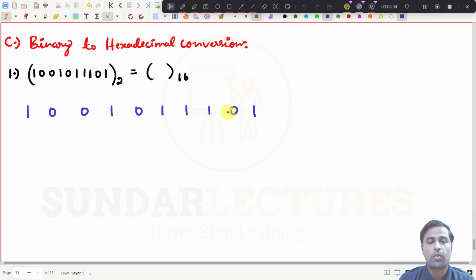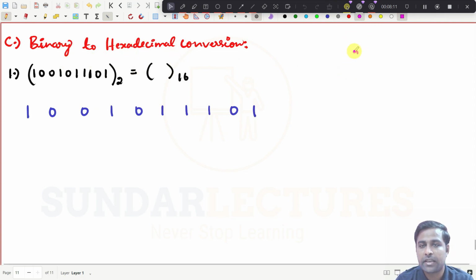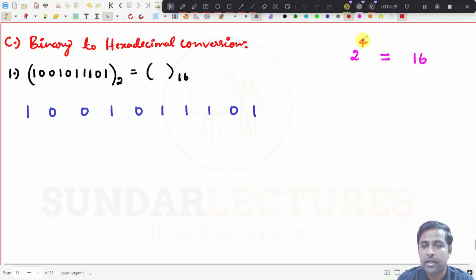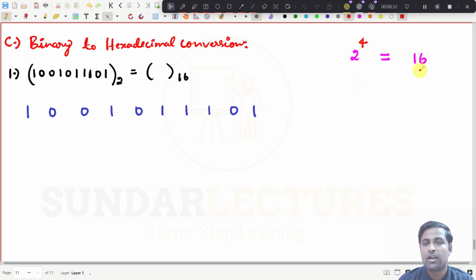That's all. Now, for hexadecimal to binary or binary to hexadecimal, the base of binary is 2, and you need to equate it to the hexadecimal value, that is 16, right? And how does 2 become 16? If in power, you need to put 4. 2 power 4 will give you 16, right? So now you just split this binary value into groups of 4 numbers.